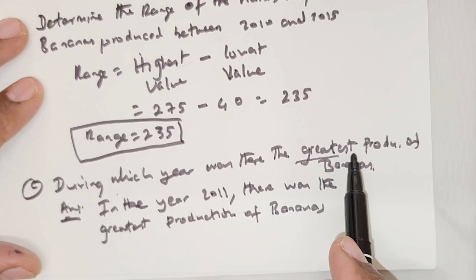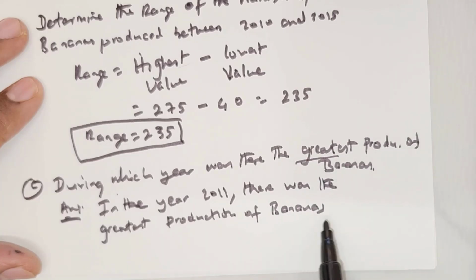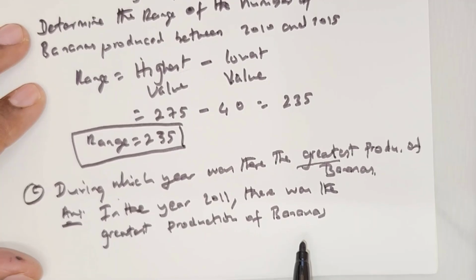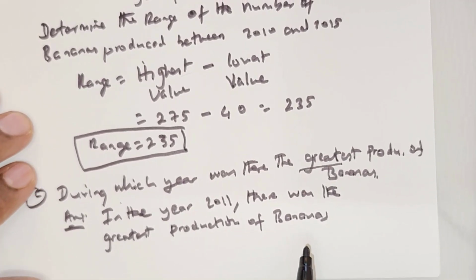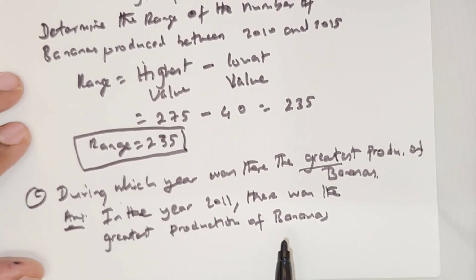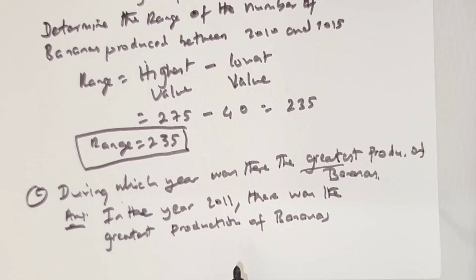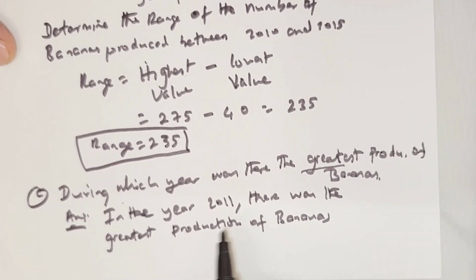Now you see the question, it is clearly asking you which year was there the greatest production of bananas. So you need to utilize these words in the answer. You cannot simply state it like that, in the year 2011 and stop. Don't do that. Make it complete. Okay, so that also gives an impression that you are serious in your business.